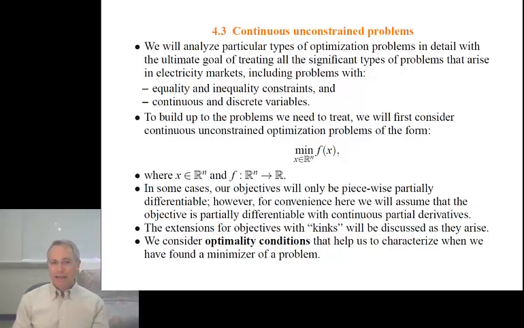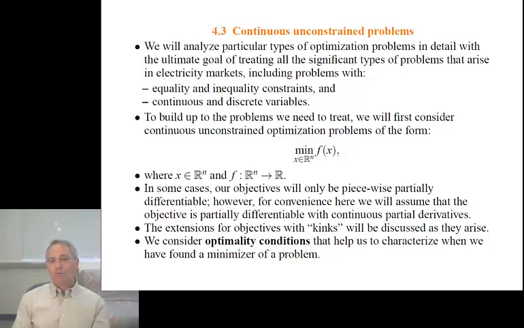Okay, that covered duality. Now we're going to look at several types of problems. We're going to start with continuous unconstrained problems. We're then going to move on to equality constraints and inequality constraints, and then both continuous and discrete variables. But for here, we're just going to consider unconstrained problems minimized over continuous variables. That is to say, we're going to try to minimize over choices of x in R^n the objective f of x. x here is an element of R^n. f goes from R^n into R.